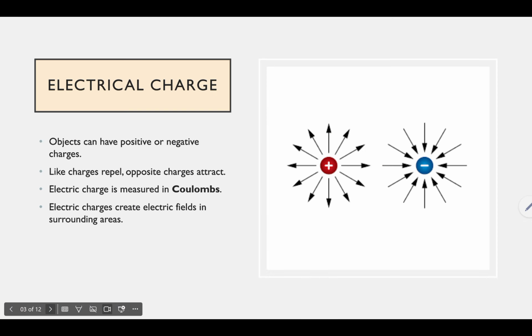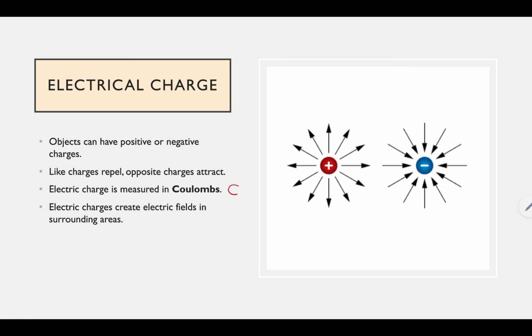Let's start by what an electrical charge is. All objects may have positive or negative charges. If they are like charges, they'll repel, and if they're opposite charges, they'll attract. A charge itself is measured in coulombs, which we write as capital C.